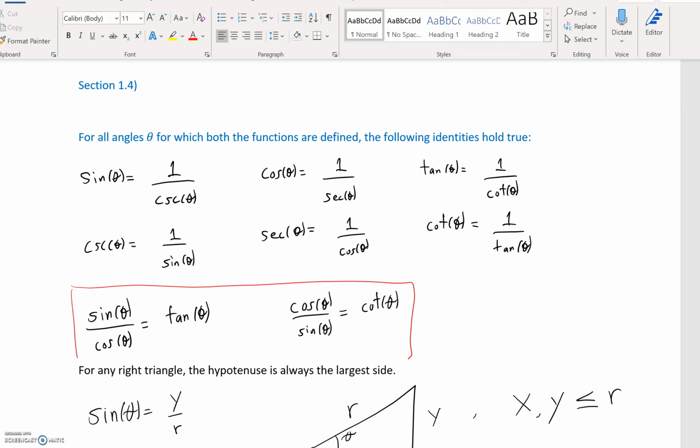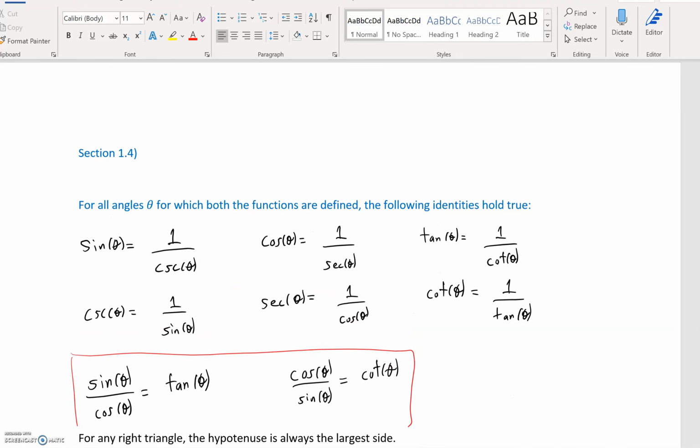Hi everyone, this is our section 1.4 outro video. From now on, whenever I make these YouTube videos, any statements that are written with this blue typeset and the results below them, I want you to write them down. So for example, in section 1.4, you have these reciprocal identity equations here for your trigonometric functions. And you also have these equations here for both tangent and cotangent defined in terms of sine and cosine.